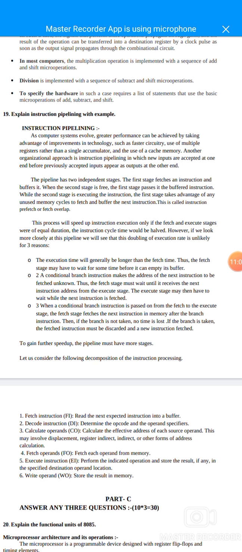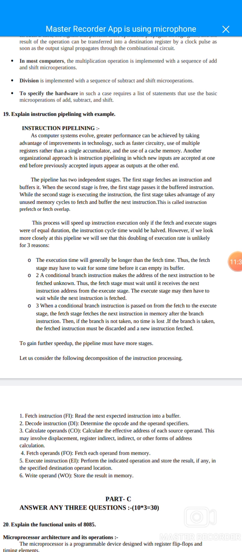However, if we look more closely at the pipeline, we will see that the doubling of execution rate is unlikely for two reasons. First, the execution time will generally be longer than the fetch time. The fetch stage may have to wait for some time before it can empty its buffer. Second, a conditional branch instruction makes the address of the next instruction to fetch unknown. Thus, the fetch stage must wait until it receives the next instruction address from the execute stage. The execute stage may then have to wait while the next instruction is fetched.